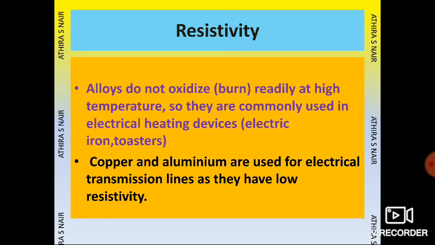Alloys do not oxidize readily at high temperature, so they are commonly used in electrical heating devices such as electric iron and toasters. Copper and aluminium are used for electrical transmission wires or lines as they have low resistivity.